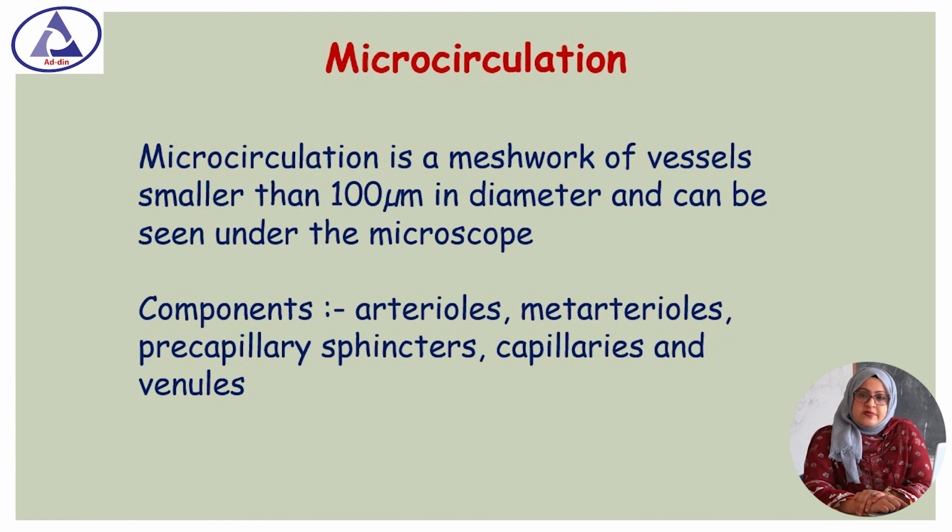Microcirculation. What is microcirculation? Microcirculation is a meshwork of vessels which are smaller than 100 micrometers in diameter and which cannot be seen with the naked eye. What are the components of microcirculation? It consists of the arterioles, meta-arterioles, precapillary sphincters, capillaries and the venules.